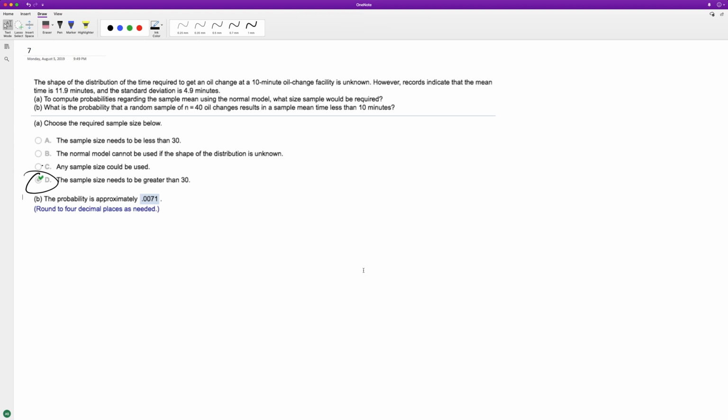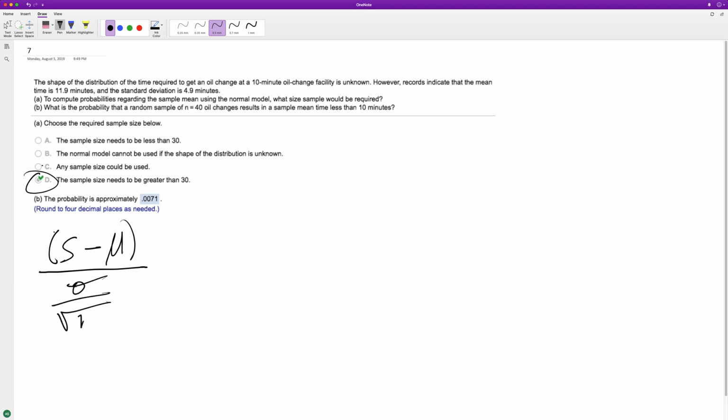What's the probability that it's less than 10 minutes? It's not a bad time for an oil change. All right, so how this is computed is we take our sample mean minus the mean, divided by the standard deviation divided by the square root of the number of samples.